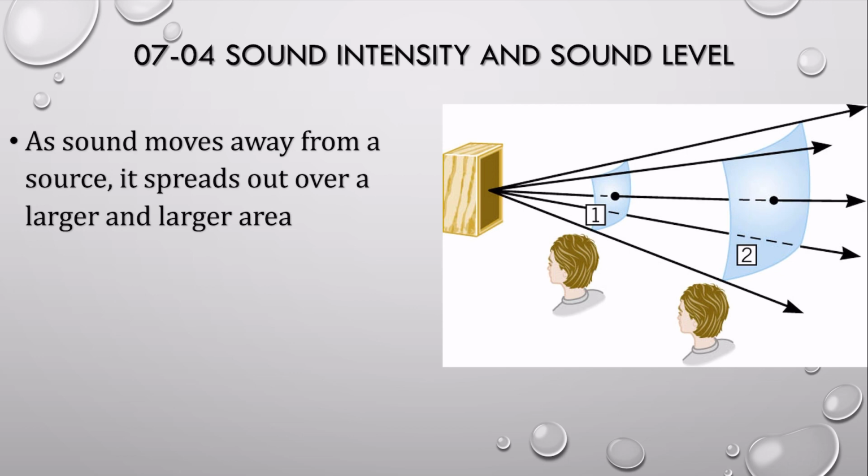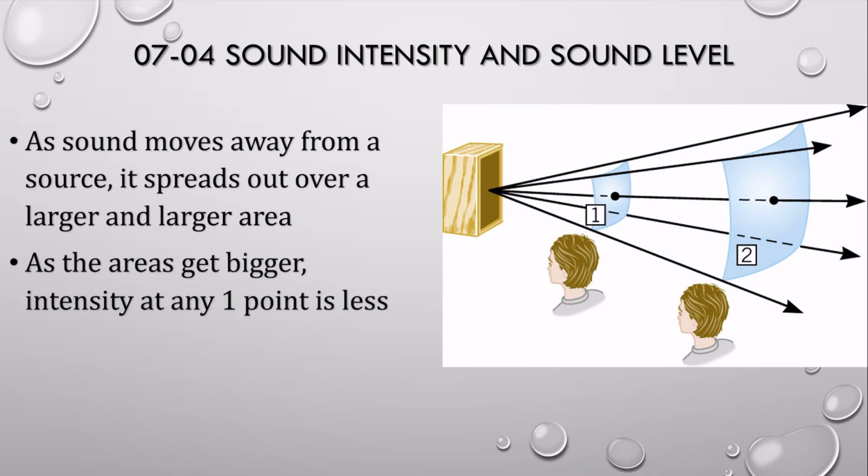As sound moves away from a source, it spreads out over a larger and larger area, as you can kind of see in the picture. As the area gets bigger, the intensity at any one point gets less. So we're going to define intensity as the power per area. So as the area gets bigger, the intensity gets less. It's an inverse relationship. The power is going to be constant in the wave. So it's the intensity and the area that are related to each other inversely. So as one gets bigger, the other gets smaller.